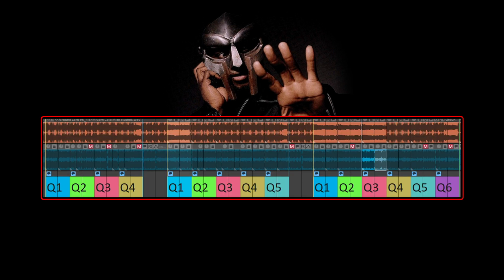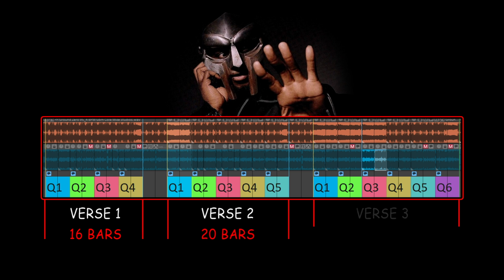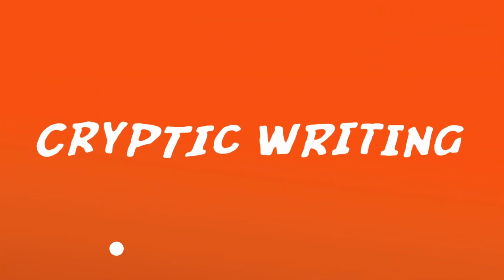Also, each verse has a different length. Verse 1 is 16 bars, verse 2 is 20 bars, and verse 3 is 24 bars.